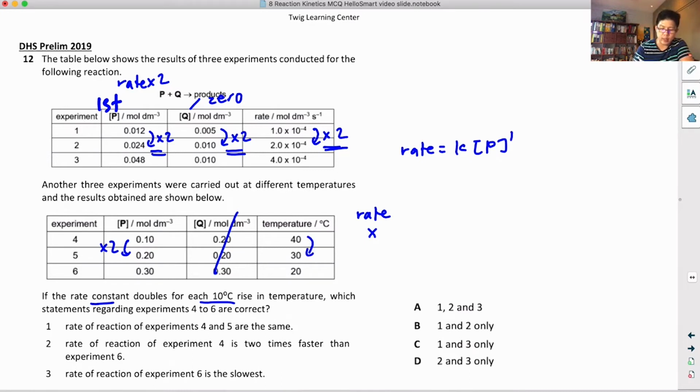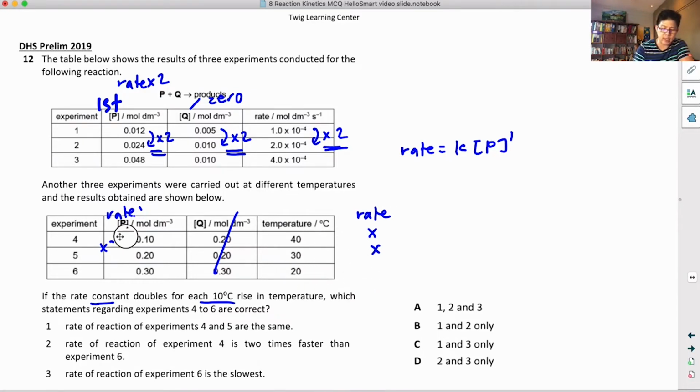And this one will, when I minus 10 degrees Celsius, it will cause the rate to what? To half. Okay, and this one will cause the rate to what? To double. And hence you can see for experiment 5, the rate halves here and then doubles here, so the rate has no change. So I'm going to put an X over here for this one. So no change for the rate for experiment 4 and 5.